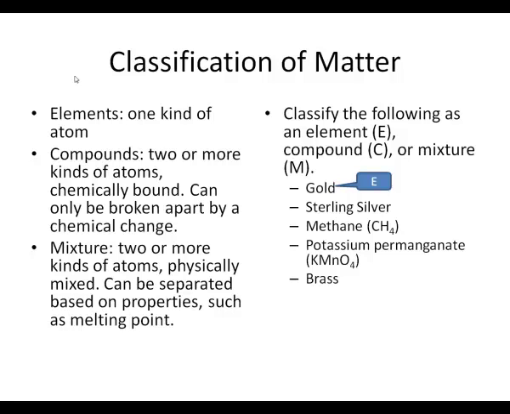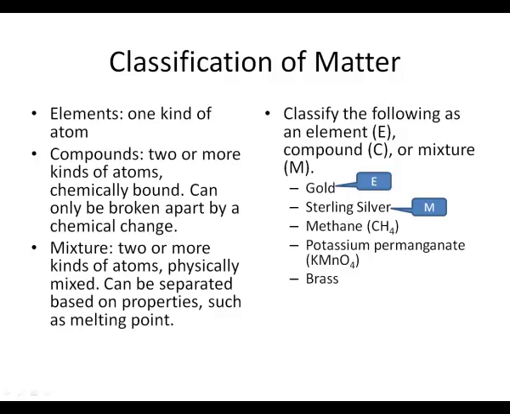Next one is sterling silver. Now this one's sort of a trick because you see silver there and you think, oh, well, that's an element, but there's that sterling in front of it. This is actually an alloy, which is a mixture of silver and copper. Again, remember that alloys are mixtures of metals, which improve the properties of the individual metals.